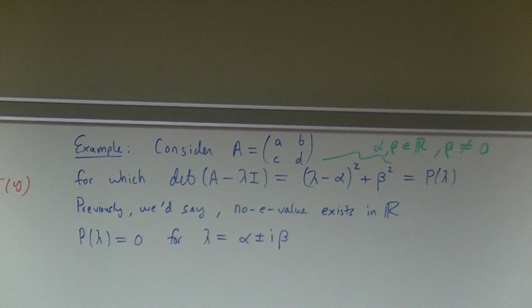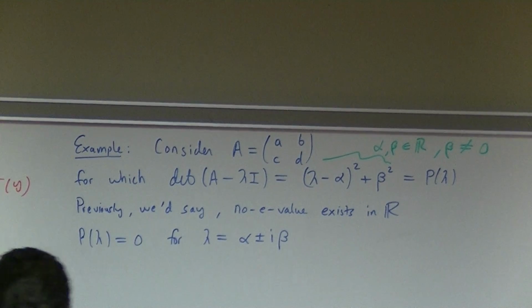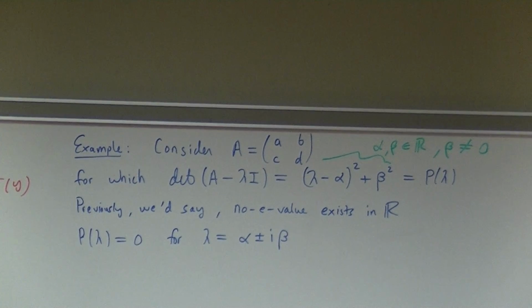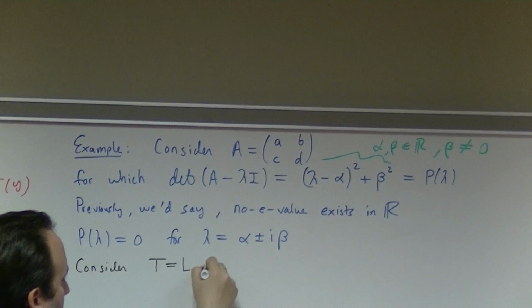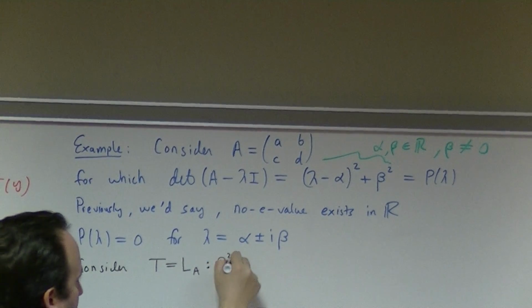But now that we have this idea about complexification, we can consider A to be the matrix. So let's take a step back. You can talk about the linear transformation T, so consider T equal to L sub A. To start with, we could think about it going from R^2 to R^2.